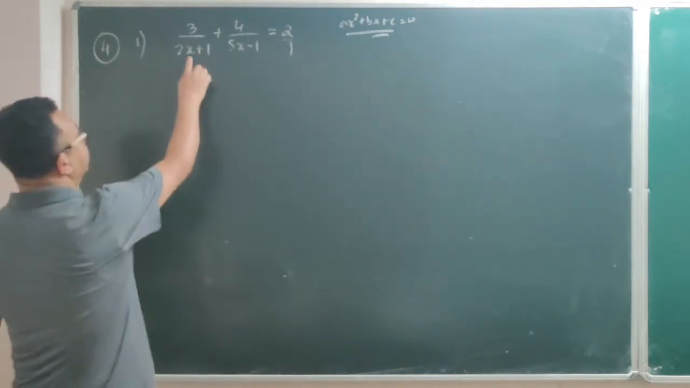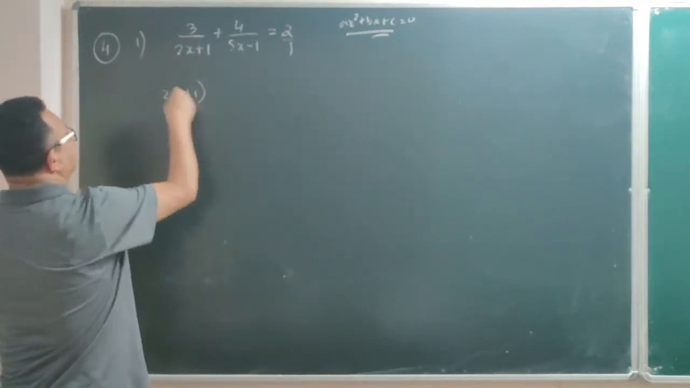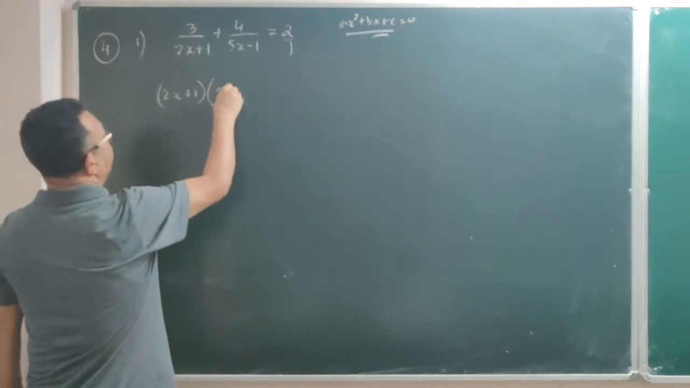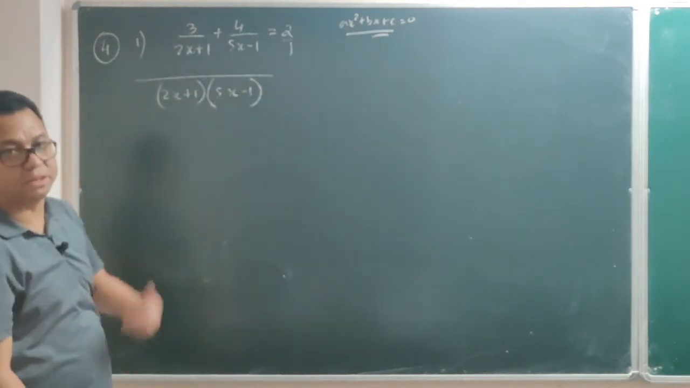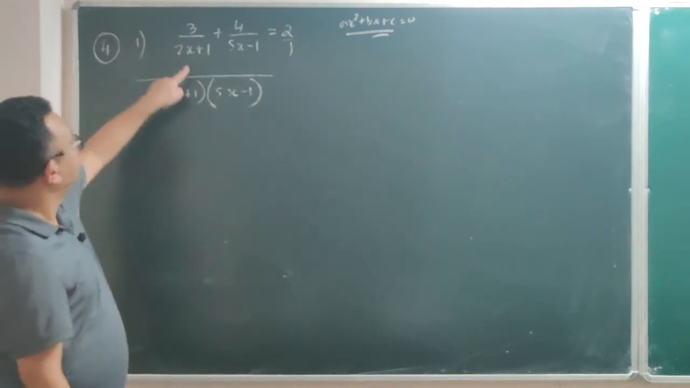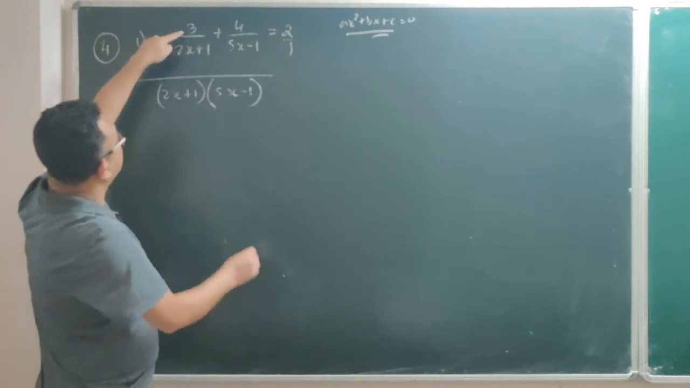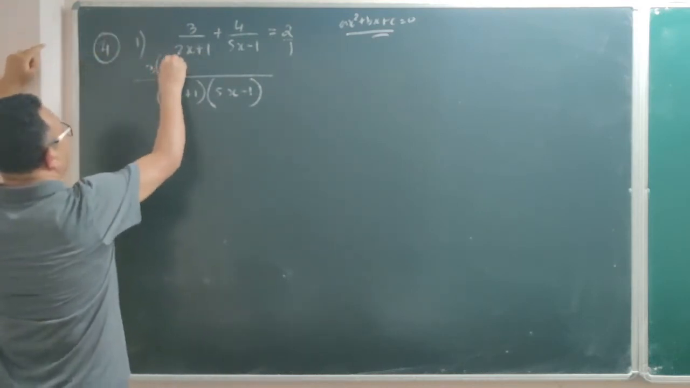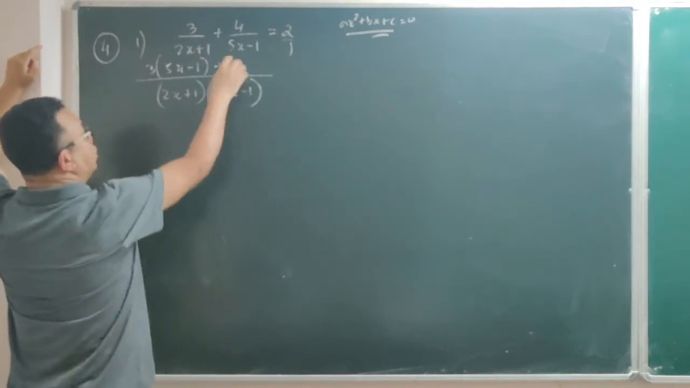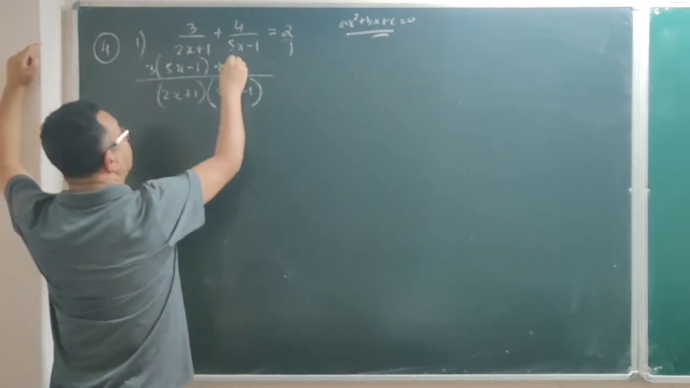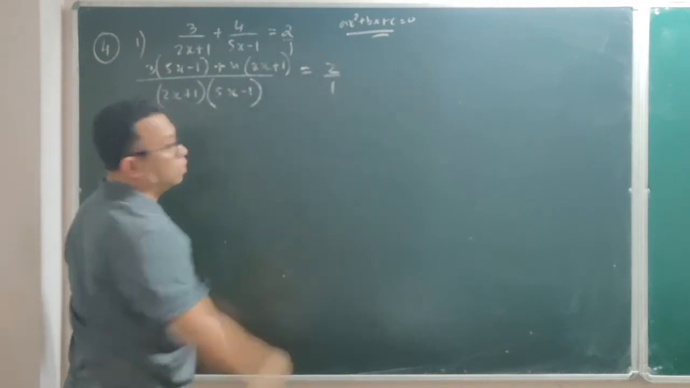Alright, then here the LCM between these two. Since both of these, I'll take as the LCM, 2x plus 1, 5x minus 1. Both of these are the LCM, multiplying with each other. 2x plus 1 is already there, so it will go here 5x minus 1. This 5x minus 1 is going to multiply 3. So 3 will multiply 5x minus 1. Same way plus, then 5x minus 1 is already there, it will go here 2x plus 1. 2x plus 1 will multiply 4. 4 will multiply 2x plus 1. And that side is 2 or 2 by 1.